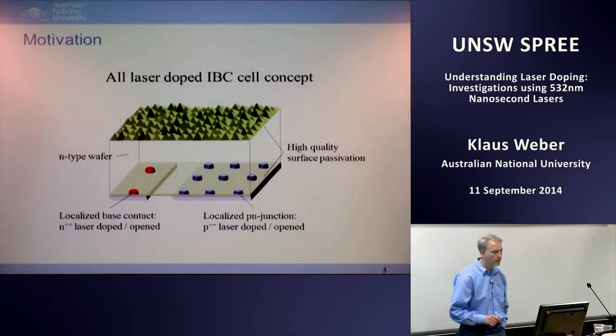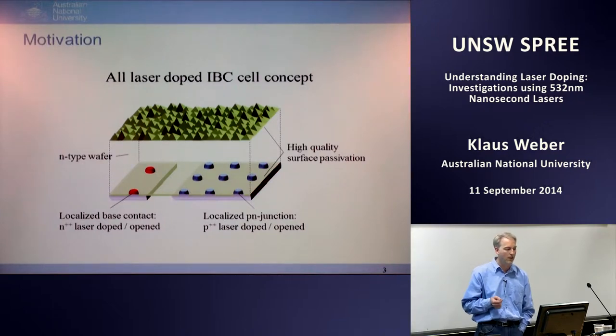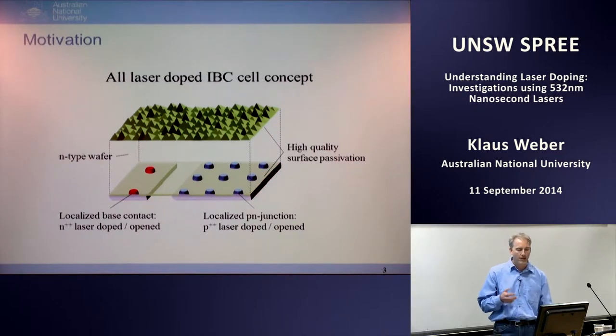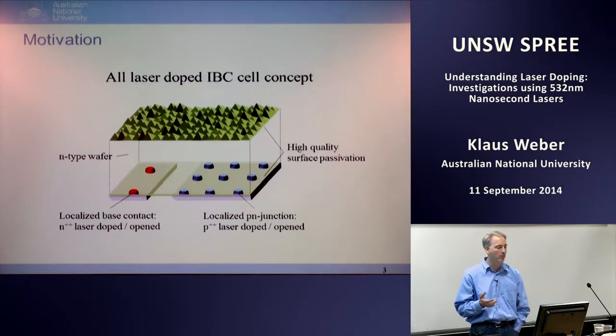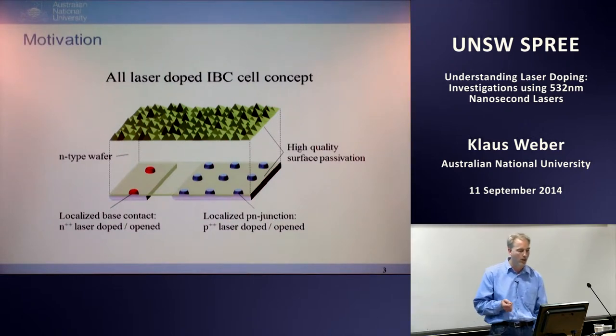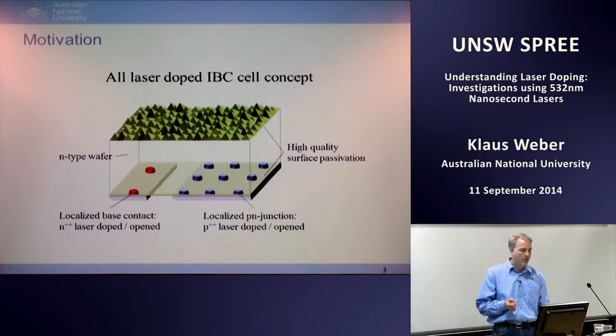Okay, so to start with the motivation. If you went to Andreas's talk a few weeks ago, you would have seen some of the images that I'll be presenting today. This is probably one of the major goals that we want to get out of our laser doping work, and it's extremely challenging. So the idea is an IBC, an interdigitated back contact solar cell. Everybody knows this is a really nice cell design. It offers very high efficiency potential.